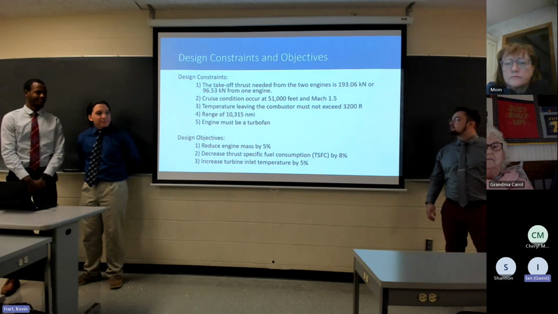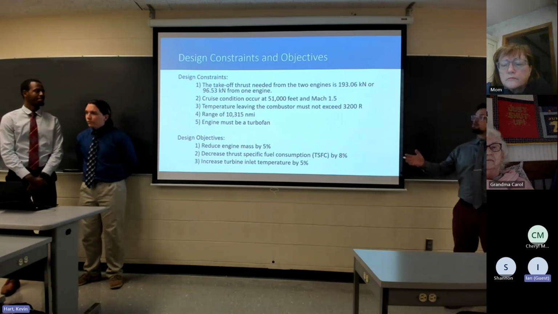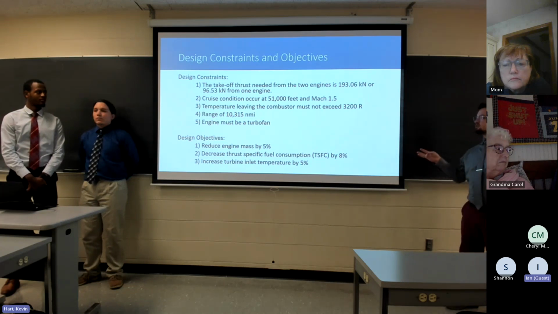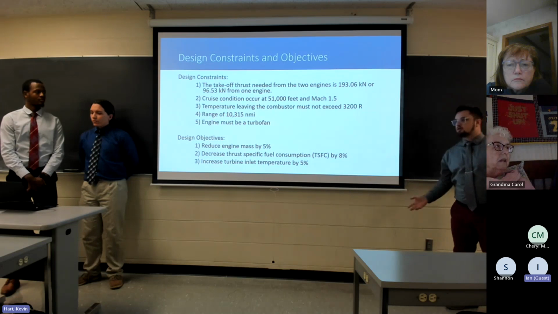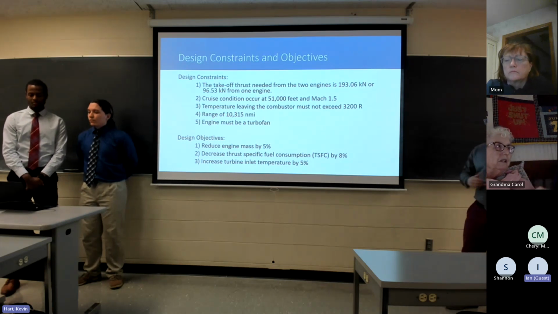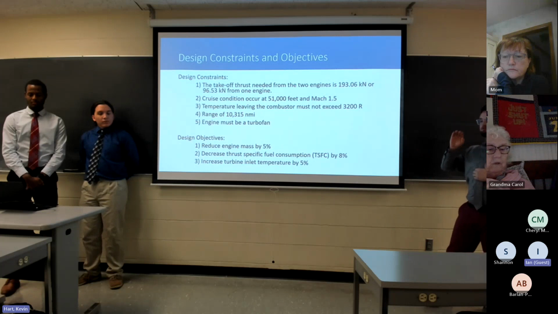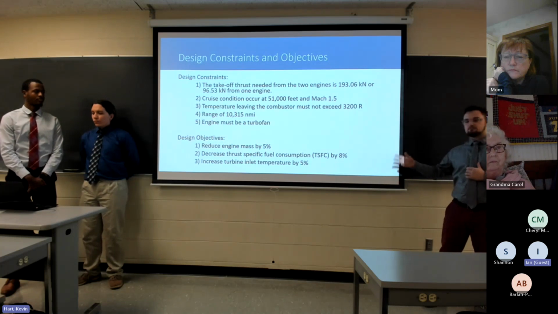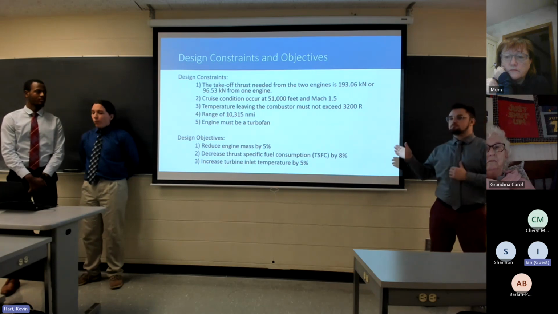So part of the engineering design process really revolves around the constraints and objectives aspect, specifically from the RFP. The design constraints of thrust, cruise conditions, temperature maximums from the combustor, range, and then nacelle type were specified. But then they also generally specified that they wanted better efficiency and more fuel economy, essentially. Then we took that constraint and said we want to strive towards 5% engine mass reduction, decrease the TSFC by 8%, and turbine inlet temperature to achieve those constraints and objectives in a measurable manner.